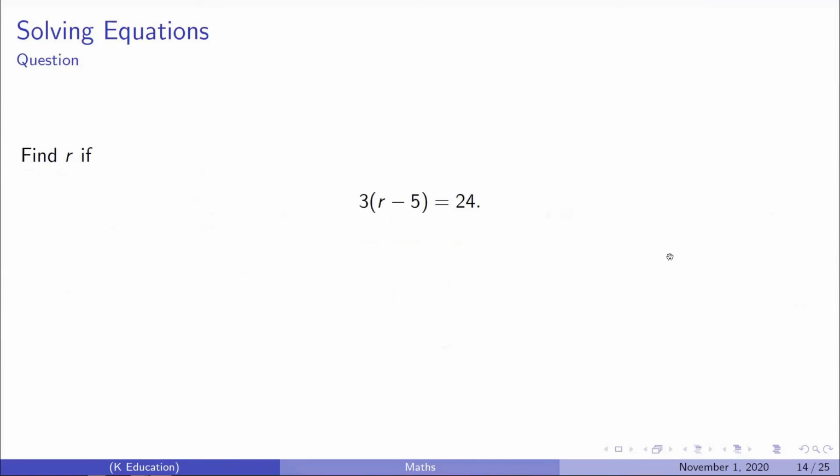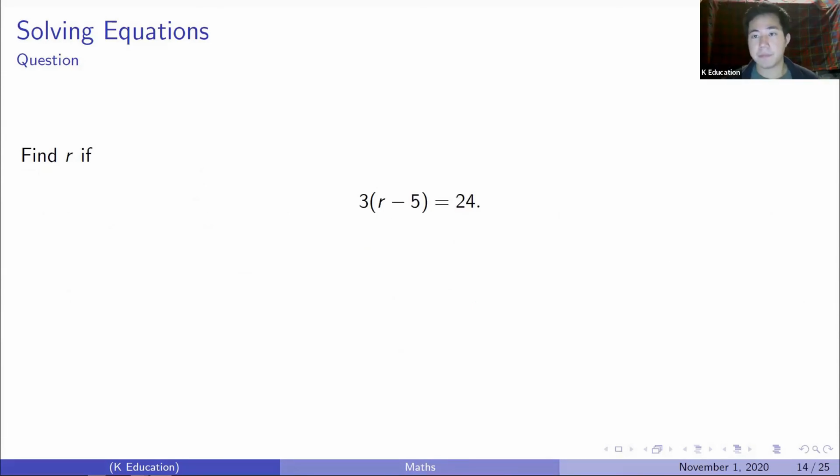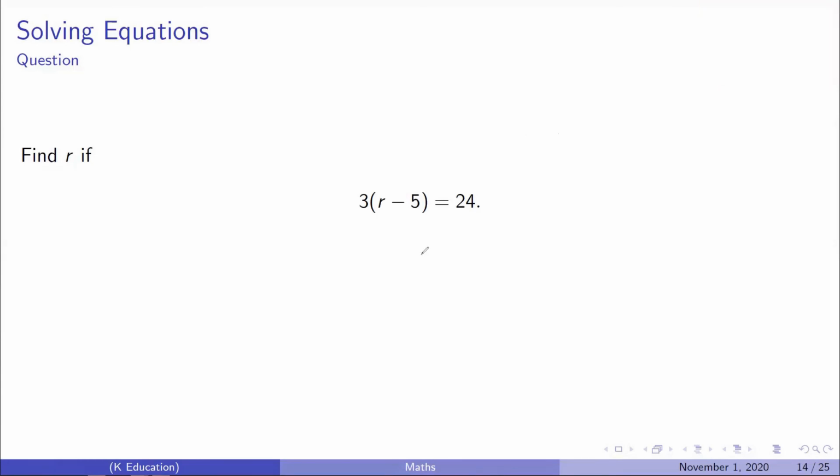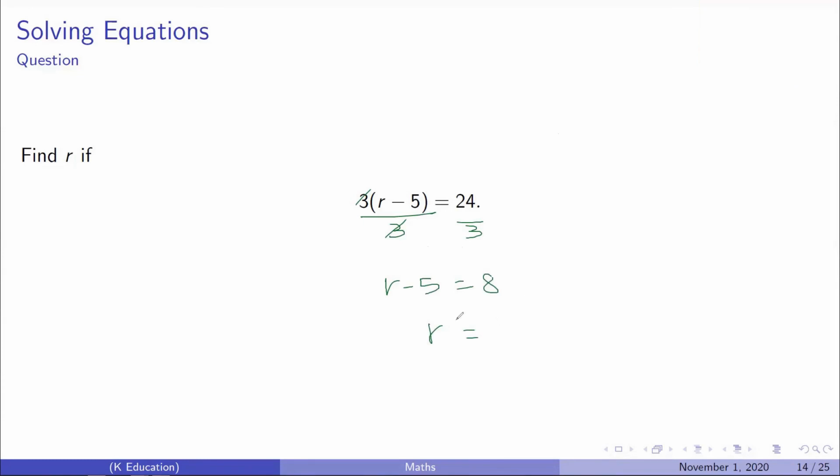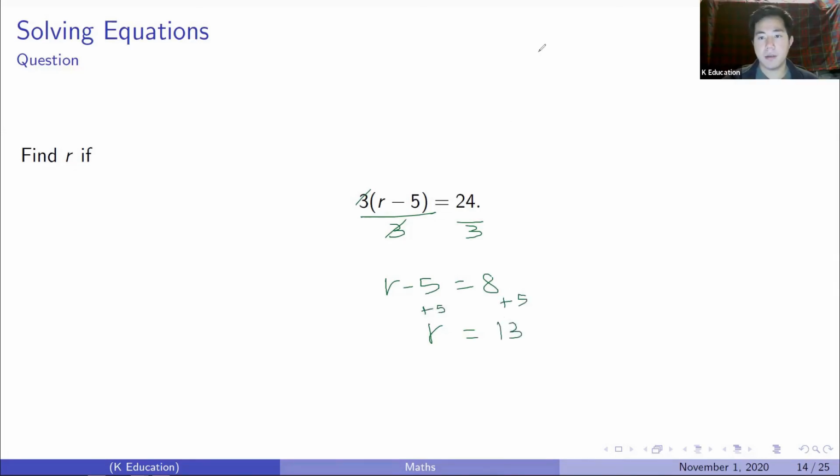Molly, what about here? How would you find r? Okay, Molly's gone somewhere. William? Oh, sorry. Yeah, how do you find r? So you divide it by 3, so it will be r minus 5 equals 8. Okay, and then you plus 5, so it will be r equals 13. Yeah, okay, easy.